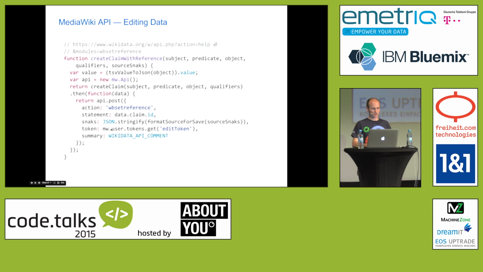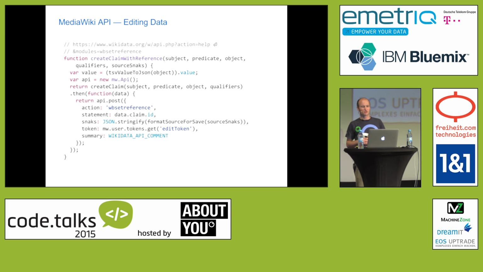And then you can more or less see the same thing again. So I prepare my value, so make it in a format that Wikidata accepts. And then API.post. The action is set reference. Statement is from my data, the claim ID, blah, blah. This is some low-level Wikidata stuff that's not really relevant here. I can give it a summary, so saying in the editing summary that this is coming from, for example, the primary sources tool. And then I can run this request, and it will directly edit Wikidata. So this is for writing.